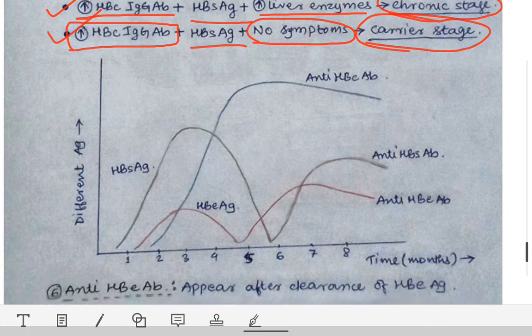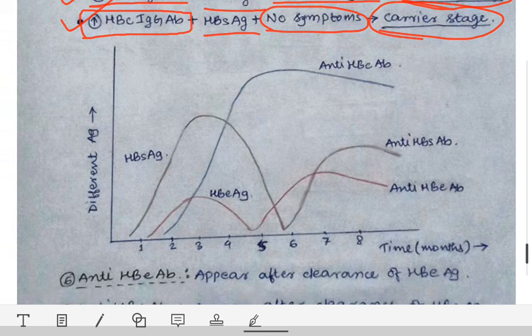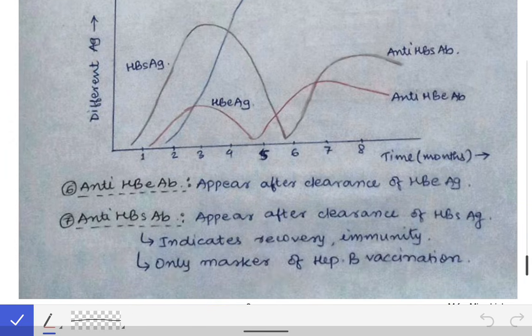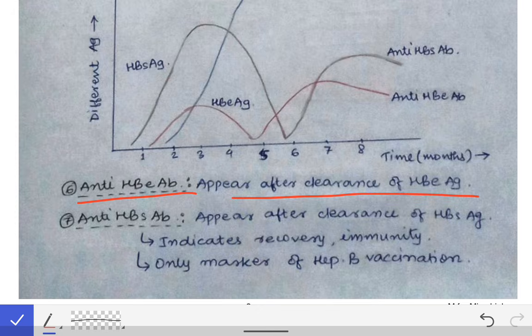Now coming to the graph. But before the graph, let's see the other antibodies in the diagnosis. We'll see the graph at the last. The next antibody that we can detect is the anti-HBe antibody, that appears after clearance of HBe antigen, and anti-HBs antibody that appears after clearance of HBs antigen. Of course, this antibody to HBs will appear after the disappearance of HBs antigen, that is for sure, according to the concepts of immunology.